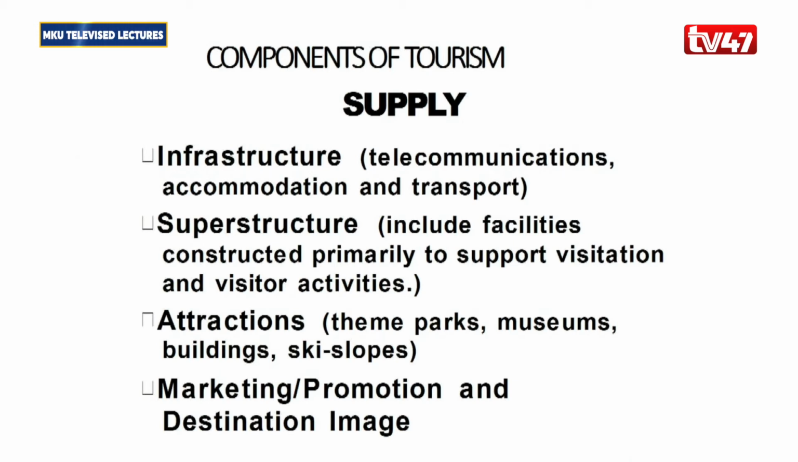And under superstructure here, we are thinking about all the facilities that have been constructed primarily to support visitation and visitor activities. The other component of tourism supply is the attractions that are going to pull the visitor to the destination. Here we are thinking about things like theme parks, museums, national parks, and others that can pull the visitor to the market. Then the other component of tourism supply is the marketing or the promotion of the destination image. So all those four are the major components of tourism supply.